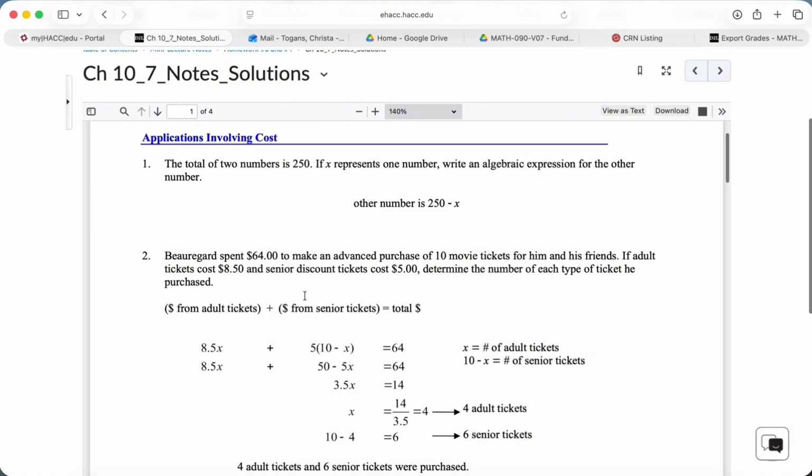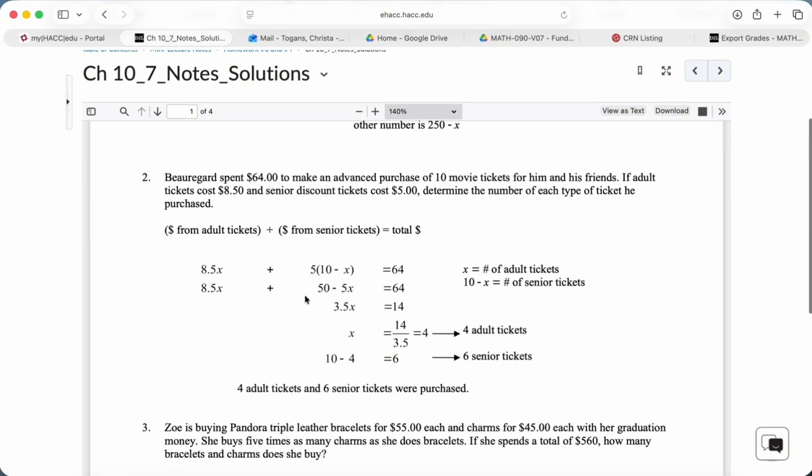And then in the next one, Beauregard spent $64 to make an advance purchase of 10 movie tickets for him and his friends. If adult tickets are $8 and senior discount tickets cost $5, determine the number of each type of ticket he purchased. So you just have to situate all of the things. And the way I used to do word problems like this is I would make it make sense in my head before I started trying to write an equation down.